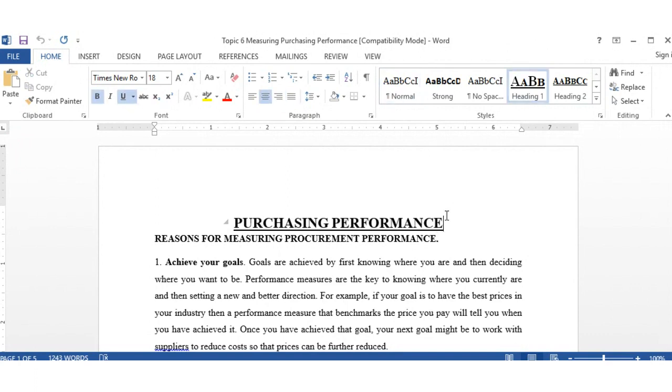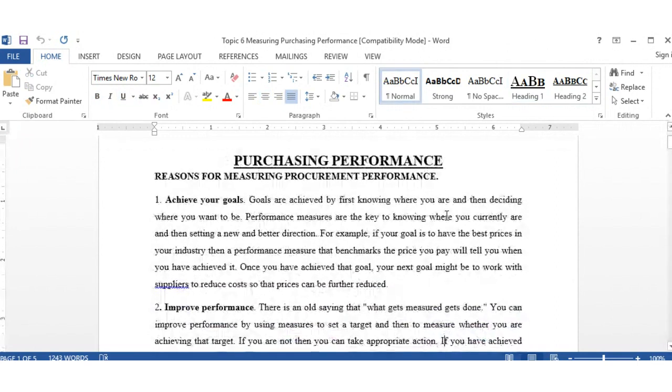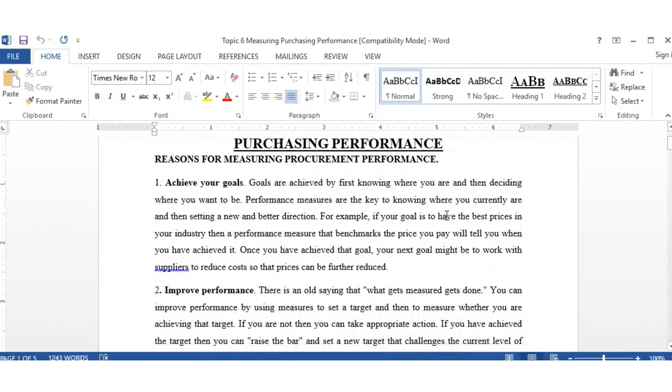Measuring performance is very important, just to ensure that everybody is doing their work well, and so that you can continually improve your services. Reasons for measuring procurement performance: 1 is so that you can achieve your goals. You have set targets. Every organization sets targets, and let me speak about public institutions first. They set their targets at the beginning of the financial year.